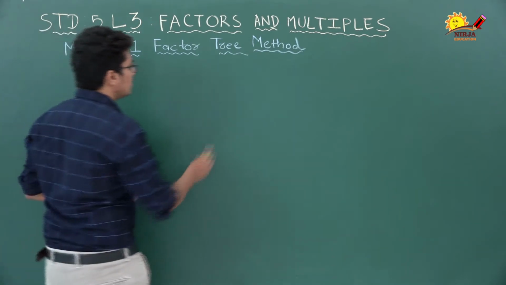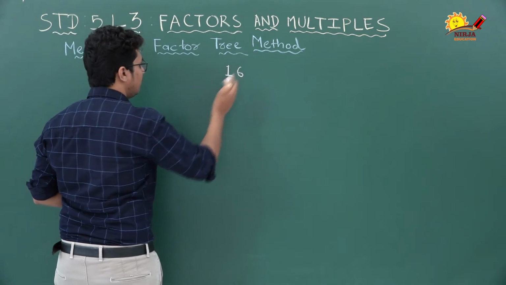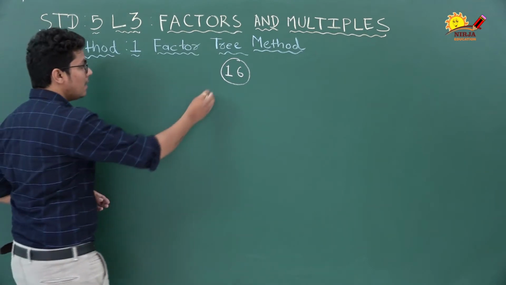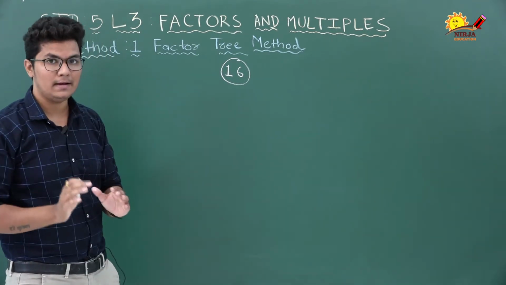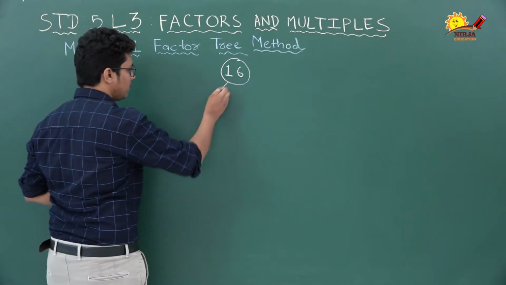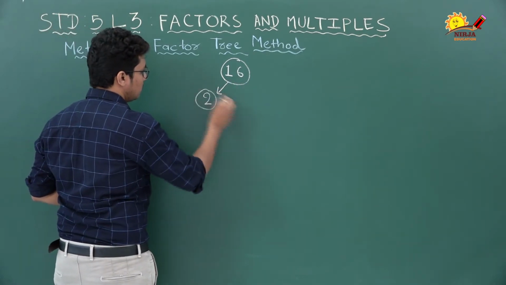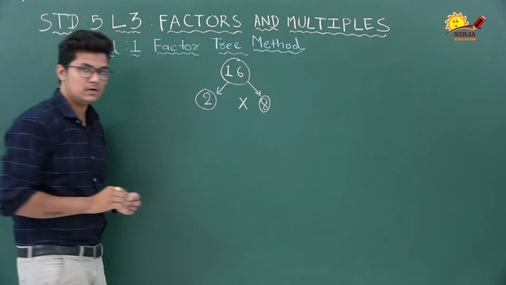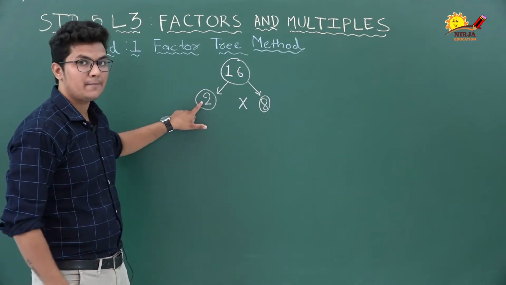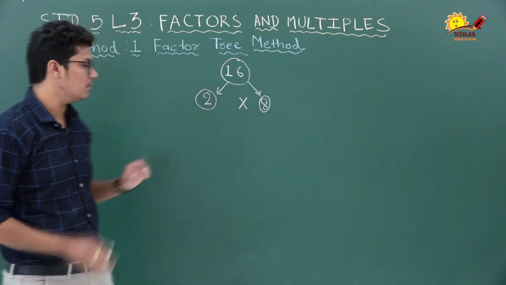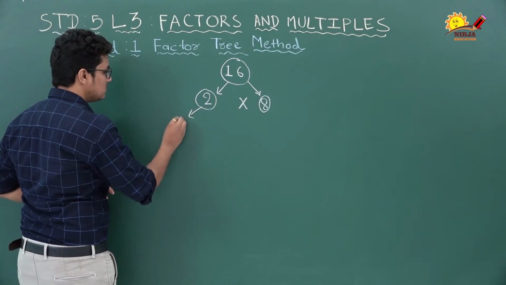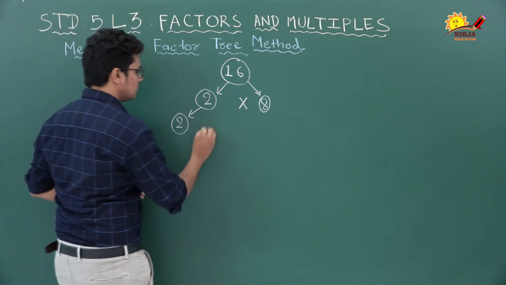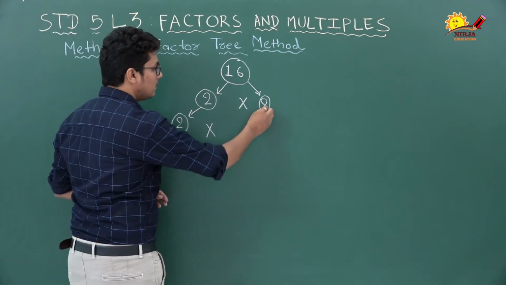For example, let's consider number 16, okay? How do we get number 16? We get number 16 by multiplication of 2 and 8. 2 eights are 16, right? So we will write 2 multiplied by 8, okay? So 2 eights are 16. But here only 2 is a prime number, whereas 8 is a composite number. So we will write this 2 as it is, and we know that 2 fours are 8, okay? So this multiplication we are going to write here. Now 2 fours are 8.